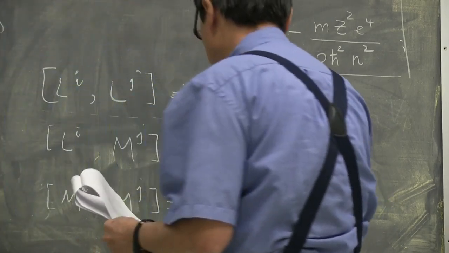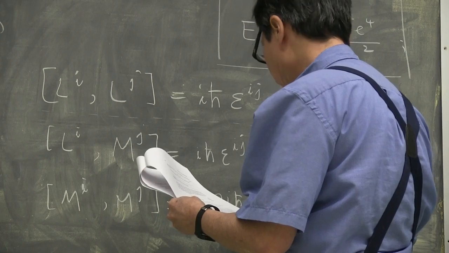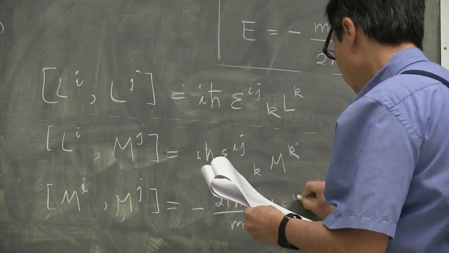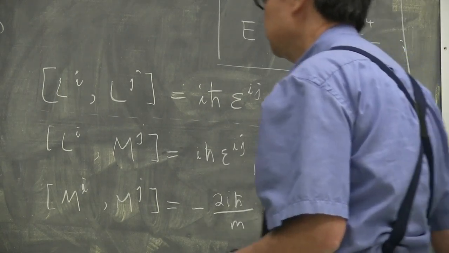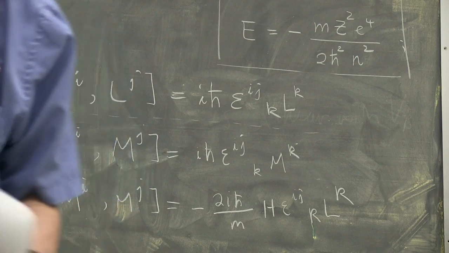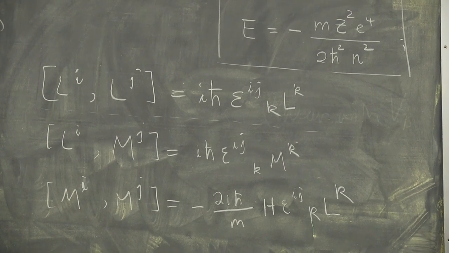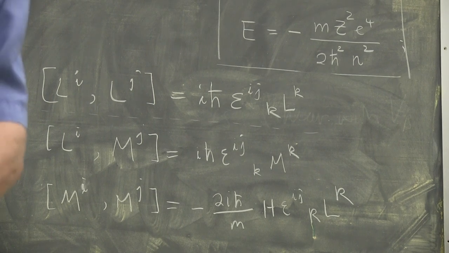And then, now, let me write this down first and then discuss it. Divided by m, H, epsilon_ijk L_k. It works out like this, okay? It's quite a nice algebraic exercise to try to prove that, and you should do it at least once in your lifetime if you want to study quantum mechanics, okay?